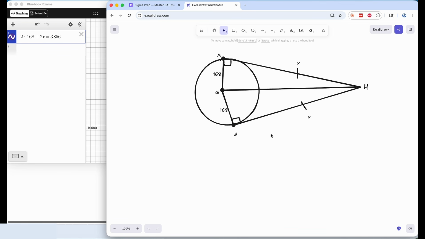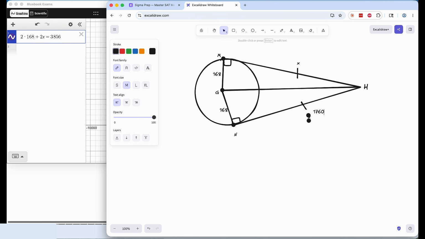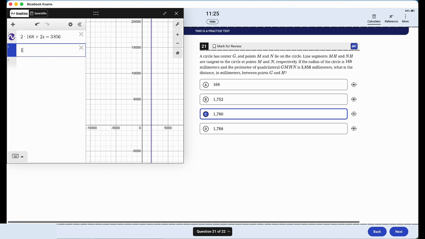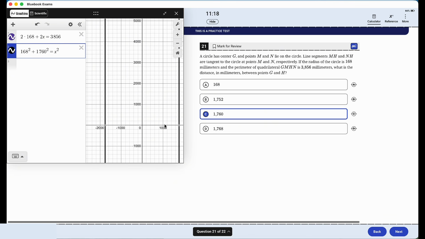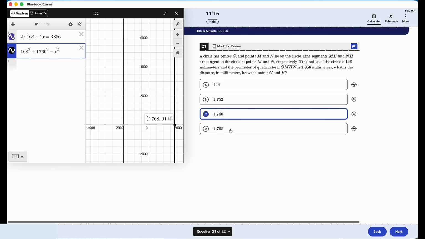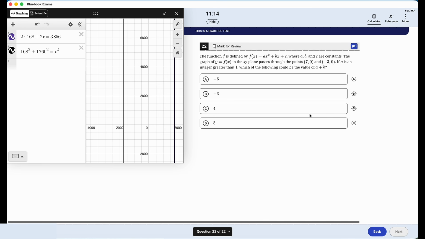So the reason that's important is that's going to be how we figure out this final piece, right? We know that this number over here was 1760, and we know this was 1760. You just do a Pythagorean theorem. If we want to figure out what that x is, you're just doing a Pythagorean theorem, and you can do that in Desmos. 168 squared plus 1760 squared equals x squared. And there's our answer, right? It's just going to be 1768 instead. So that's it.